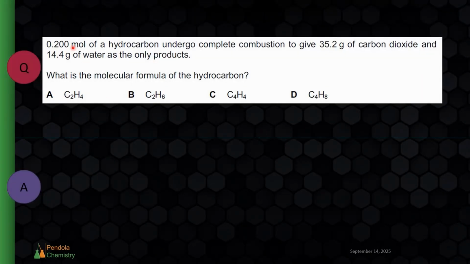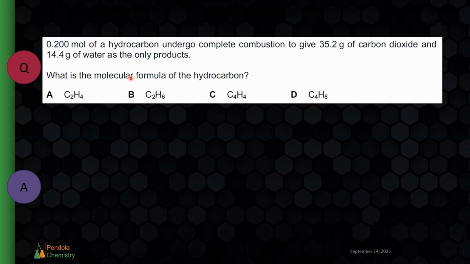So there's an example like that here. We have 0.2 moles of hydrocarbon undergo complete combustion to give 35.2 grams of carbon dioxide and 14.4 grams of water as the only products. What is the molecular formula of this hydrocarbon? Now, this is a more complex question. Why? We are being asked for the molecular formula, but we're not being given the mass of the molecular formula. We're instead given masses, not molar masses. And we can still work with this. Those ratios should still appear when we work with these masses.